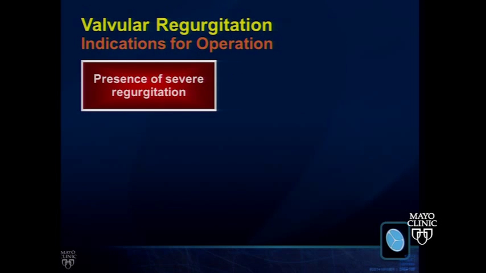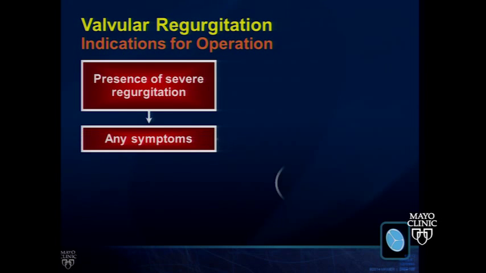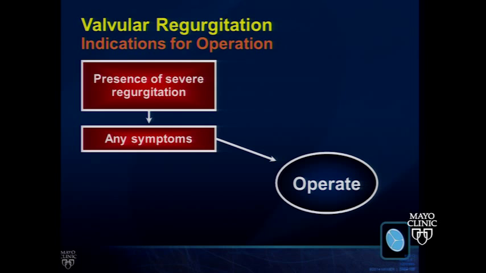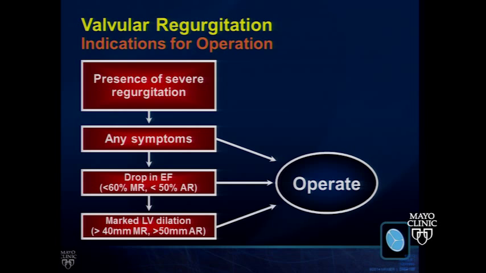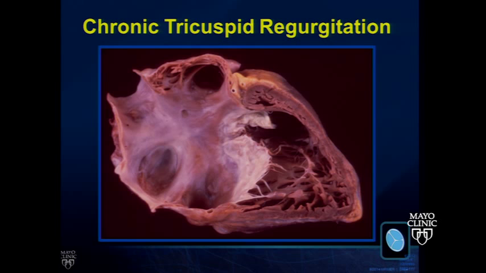Valvular regurgitation sounds complicated, but actually it's quite simple. You've got to make sure it's severe. Any symptoms for either aortic or mitral regurgitation, you operate. Any drop in ejection fraction, remember it's 60 for mitral regurgitation and 50 for aortic regurgitation, you operate. Marked dilatation, greater than 40 for mitral and greater than 50 for aortic, you operate. It's actually quite simple, despite all of the multiple papers that have been written.